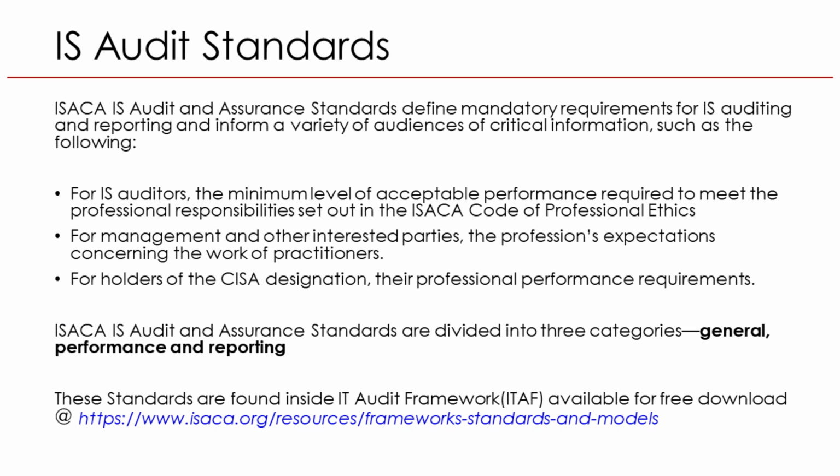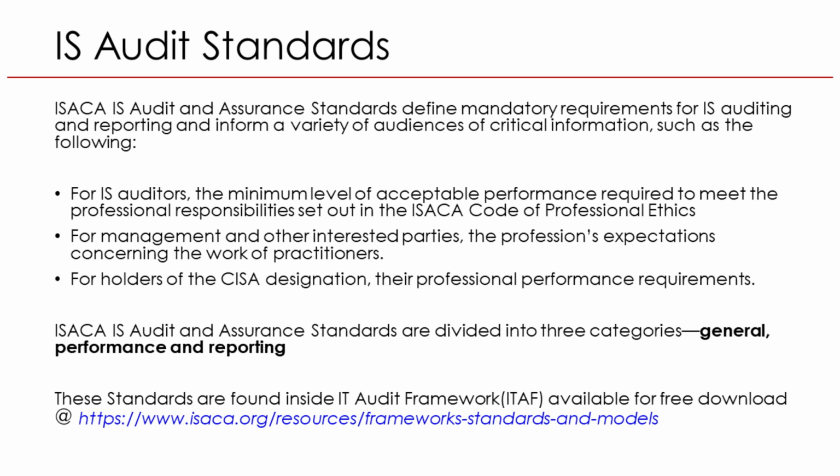CISA's audit and assurance standards tell us the required way to plan, perform, and report information systems audits. These standards help keep audits consistent and professional. For auditors, they set the minimum level of performance expected under CISA's Code of Ethics. For example, if you're auditing a bank's online platform, these standards guide you to stay independent, gather solid evidence, and report your findings fairly. For management, the standards show what they should expect from a quality audit.